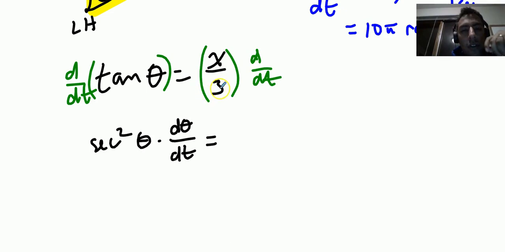Please, for the love of all things that are holy, don't do a quotient rule here. This is going to be 1/3. And then since I took the derivative of x with respect to time, I have to put dx dt.